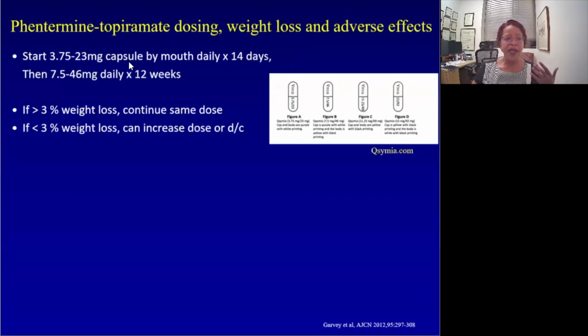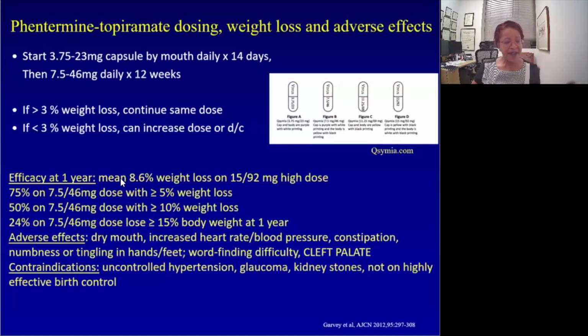So this is just a figure showing you kind of the dosing. It's a capsule. You start at a low dose to get your body used to it for 2 weeks, and then you increase. And after 12 weeks, you check the weight. If you didn't lose enough, you can increase the dose or stop it. And basically looking at how effective it is at a year, about 8.6% weight loss.